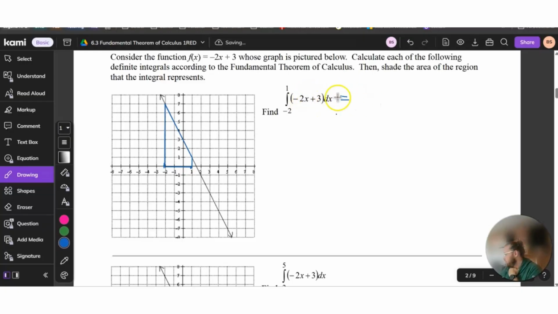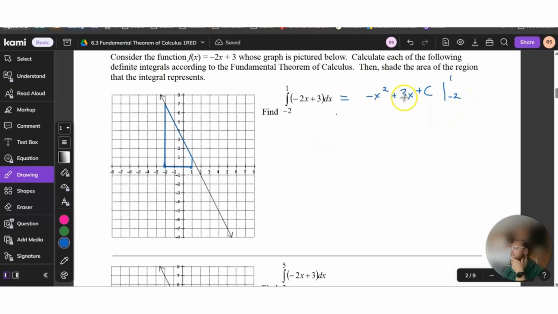First you need to take the antiderivative of this. So you get negative x. Okay, the 2's are going to cancel because I would divide by 2 afterwards. Plus 3x. Technically plus c. And remember how I told you earlier that we were going to do something that made c go away? Watch this. We need to evaluate this from 1 to negative 2.